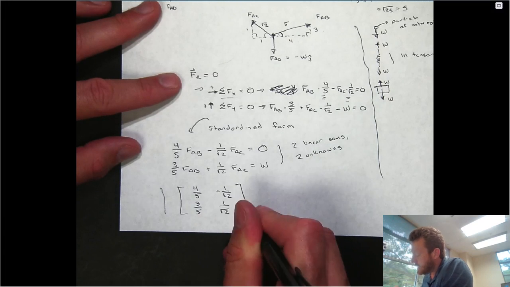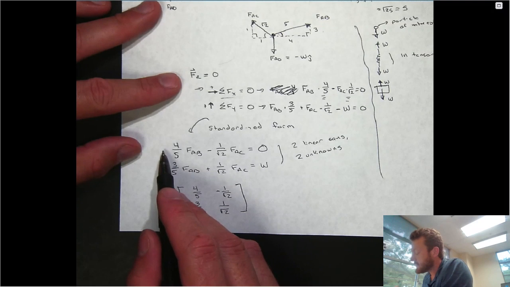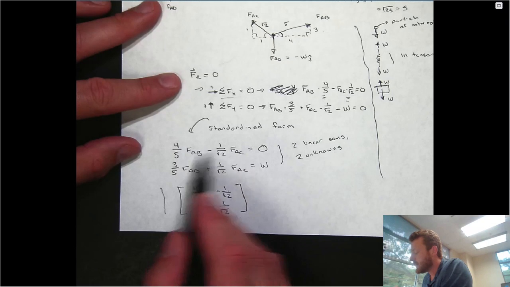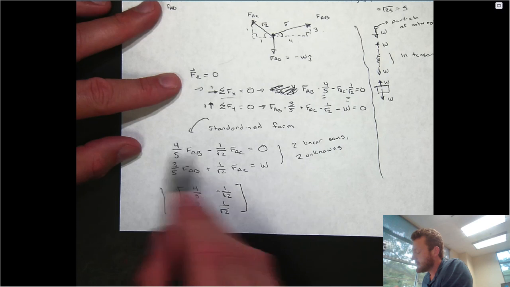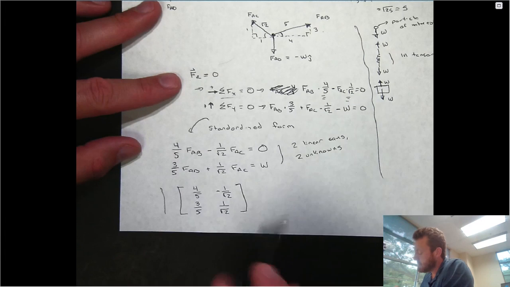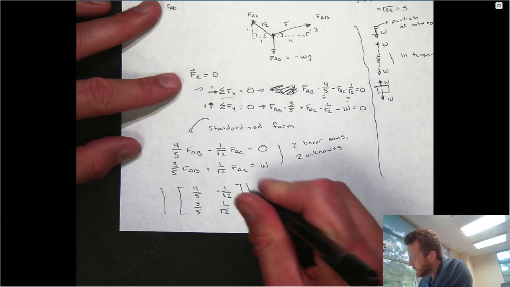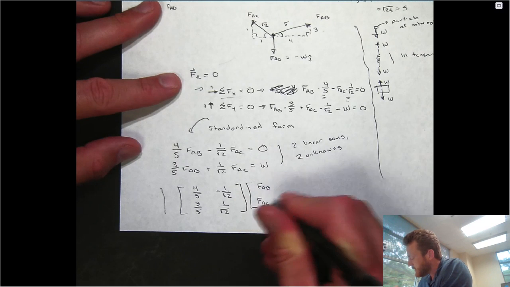So I'm going to take the coefficients of the two equations. I'm going to write the coefficients of the first equation in the first row. Now this only works if they're aligned in general form, meaning I have common variables underneath. So those are the coefficients of my first equation. Be careful with the sign. Coefficients of my second equation. I have my unknown vector here, FAB, FAC, that's what I want to solve for.